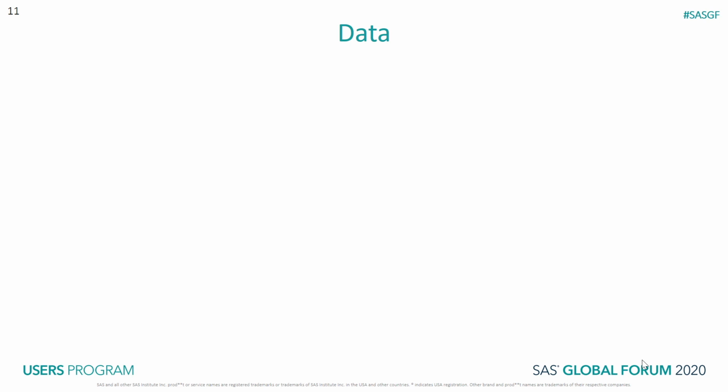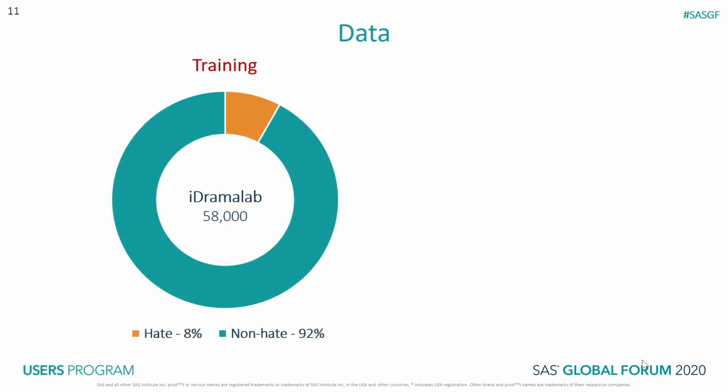Our analysis needed two datasets, one for training the model and one for scoring. Our training dataset is from the research team at iDrama Lab. It had about 80K observations, which are filtered out to keep observations of just hate and normal labeled category. So with that, we had a dataset of 58,000 observations.